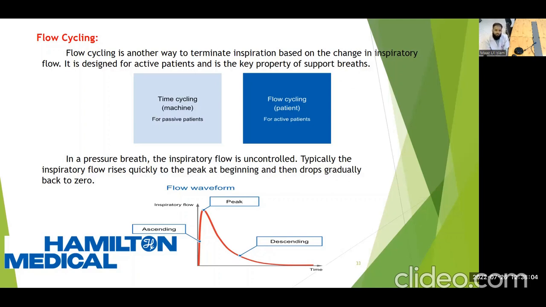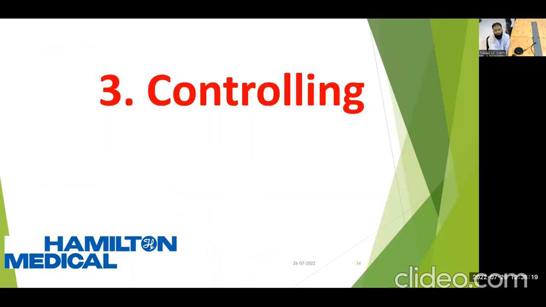So in a pressure breath, the inspiratory flow is uncontrolled. Typically, the inspiratory flow rises quickly to a peak at the beginning and then drops gradually back to zero. So here we have completed the cycling topic.